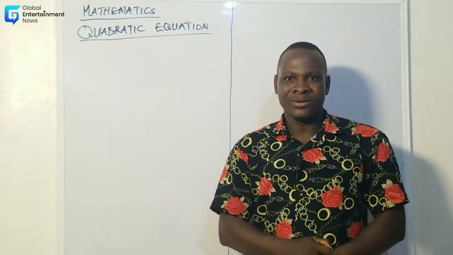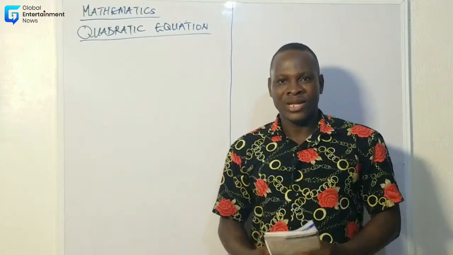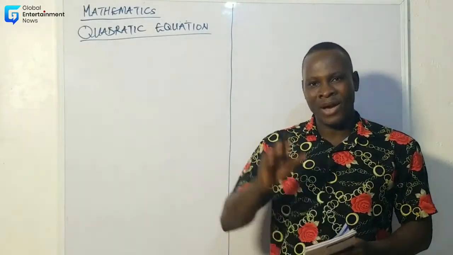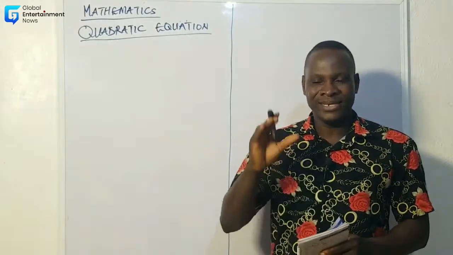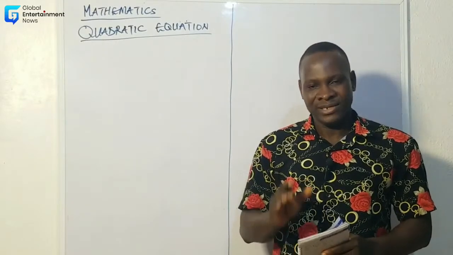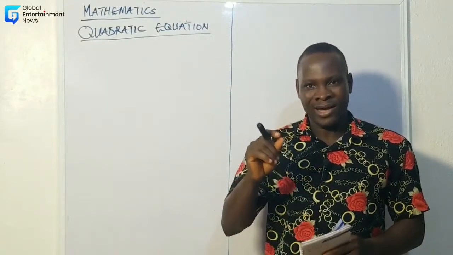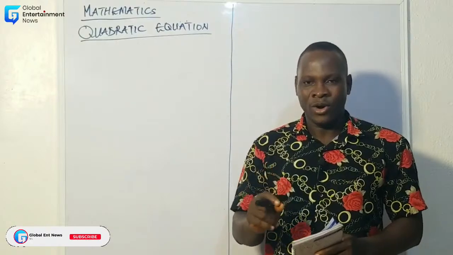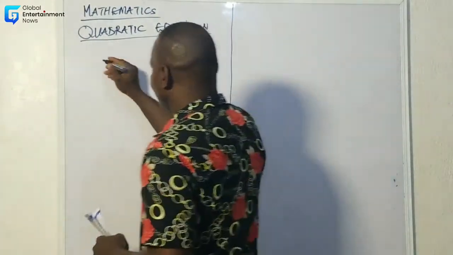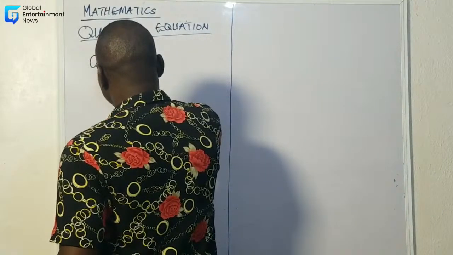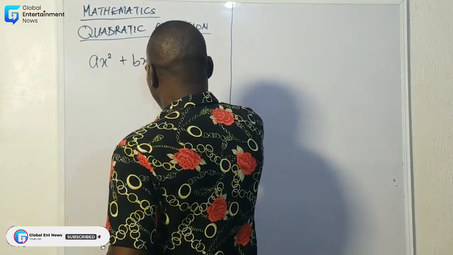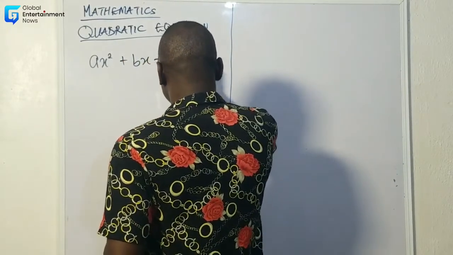And when we say quadratic equation, it is an equation where the highest power or the highest index of the variable is 2. That means we have something like this: ax squared plus bx plus c is equal to 0. This is the format of a quadratic equation.